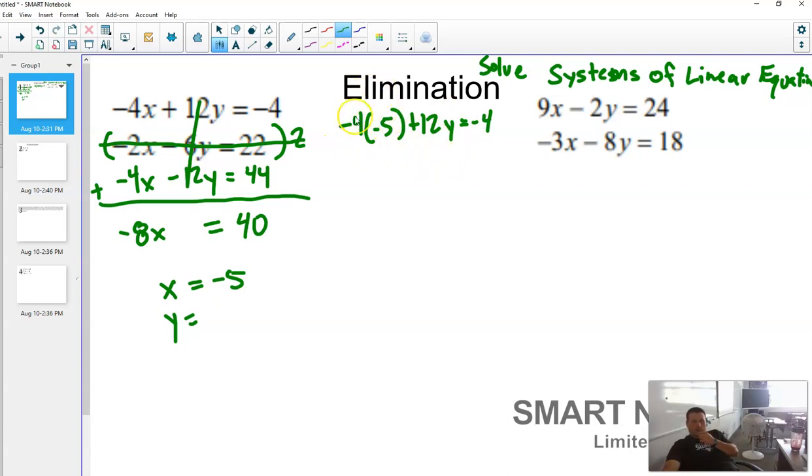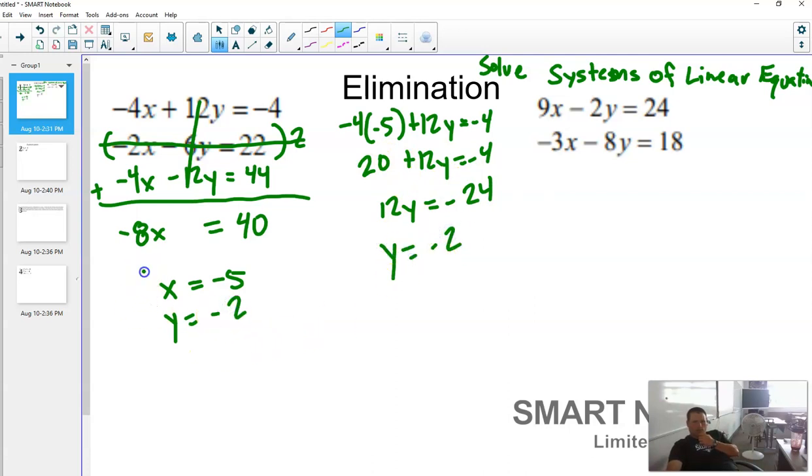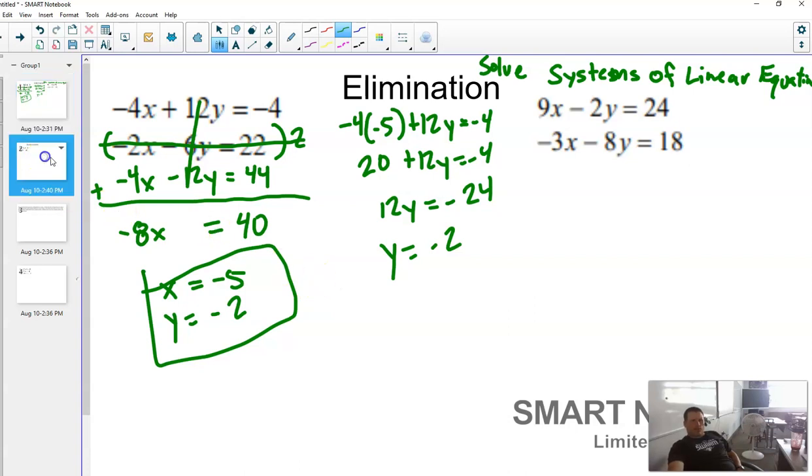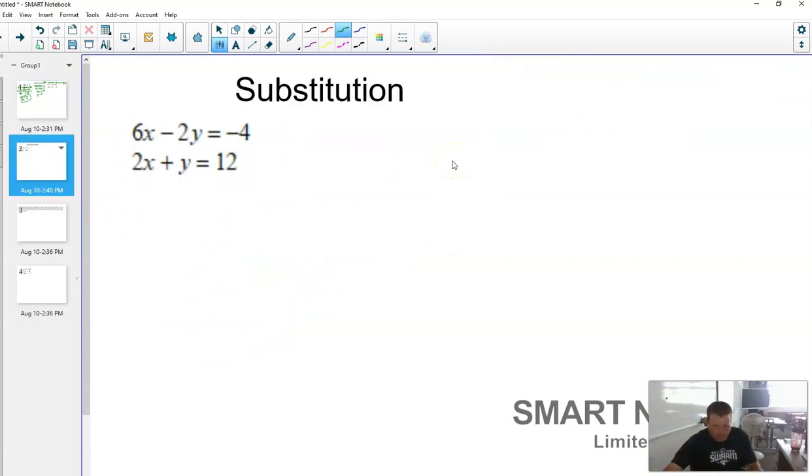So I've got this value here, which is going to give me 20. And then I solve this by minusing the 20 like we did with solving simple equations. So I minus the 20 and I get 12y equals negative 24. And then I divide by 12 and I get y equals negative 2. So those are my two values. That's elimination, okay?